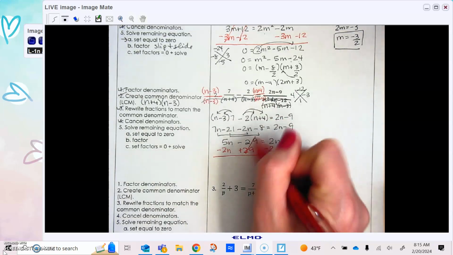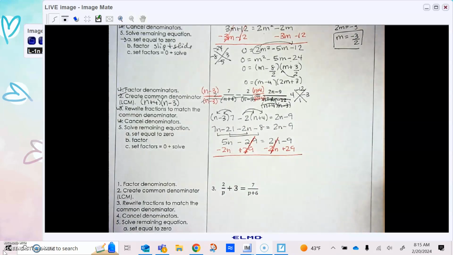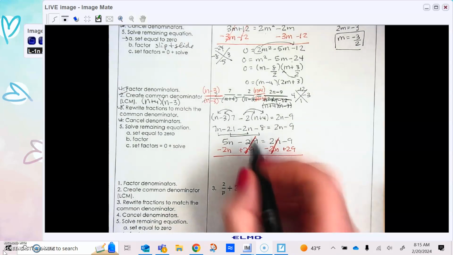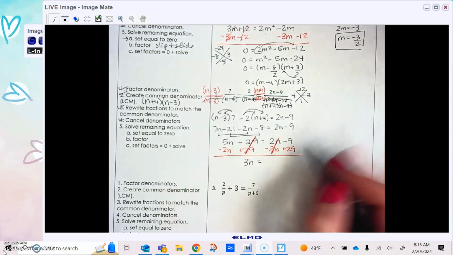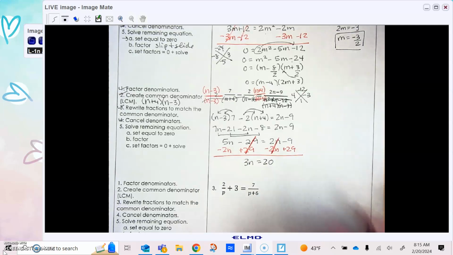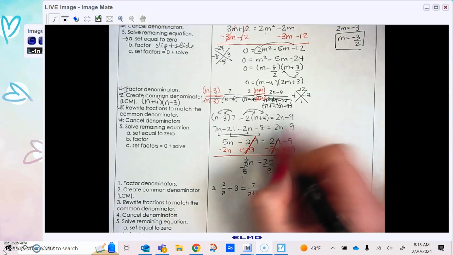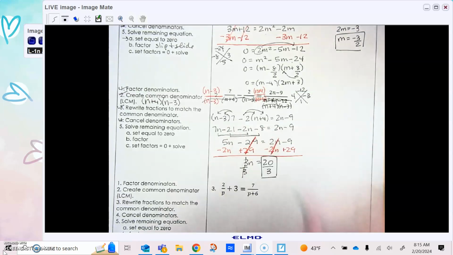So the 29's cancel on the left, and the 2n's cancel on the right. And I'm left with 5n minus 2n, or 3n, and negative 9 plus 29, which is 20. And then my last step is just to divide by 3. So n equals 20/3.